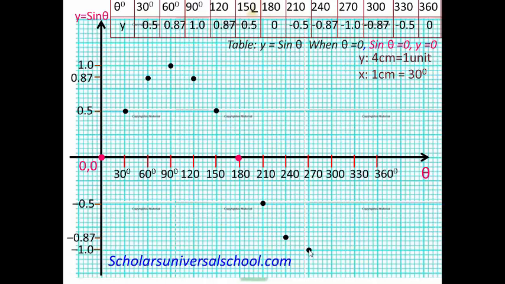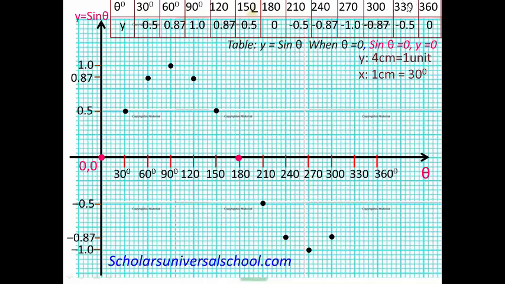So let us now go to 300. Getting to 300, you see that at 300 it is coming back to minus 0.87. So it means that the dot will be somewhere here. We will now plot here. Can you see that? We have plotted 300. So let us now get to 330.